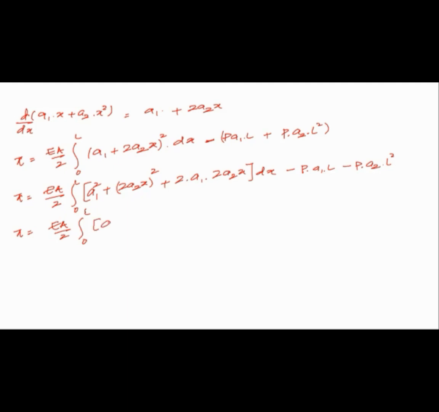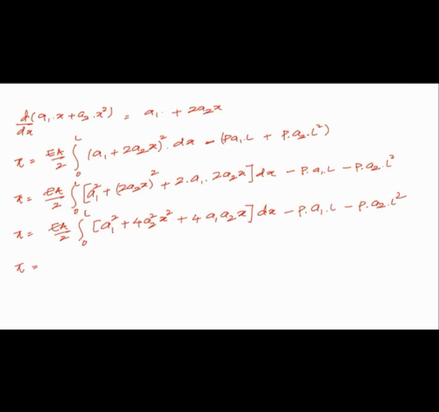So let us expand it once again. It is a1 square plus this square I'll apply here. It is 4 a2 square x square plus 2 into 2, 4 a1 a2 x. So 2 into 2 it is 4. This a1 as it is, this a2 as it is, this x as it is, into this dx as it is, minus p into a1 into L minus p into a2 into L square.